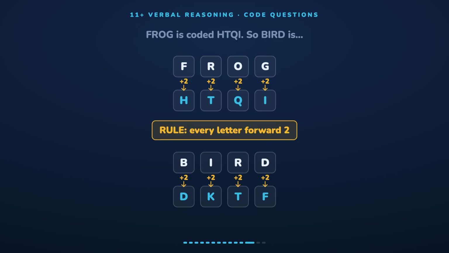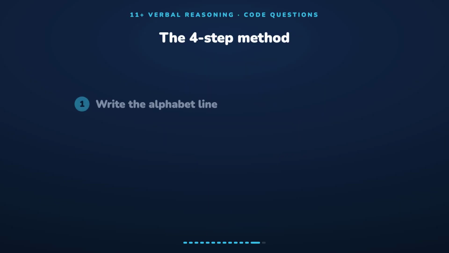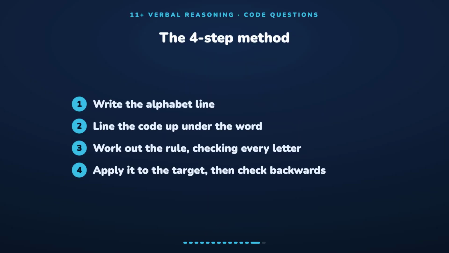Now bird. B plus 2 is D. I plus 2 is K. R plus 2 is T. D plus 2 is F. So bird becomes DKTF. No wraparound needed this time. You've cracked it. So whatever code question you meet, the method's the same.